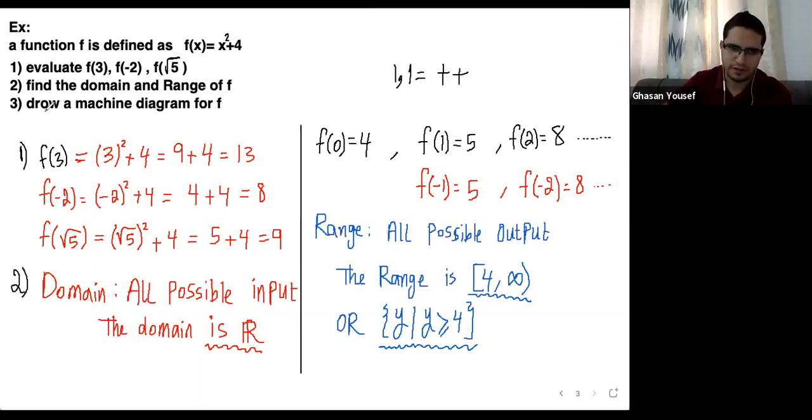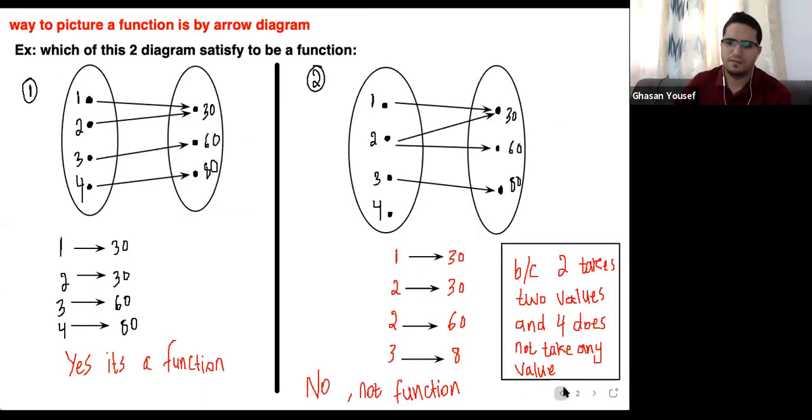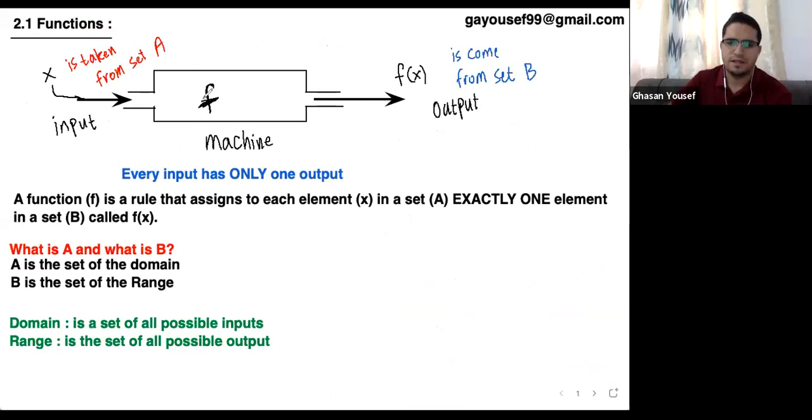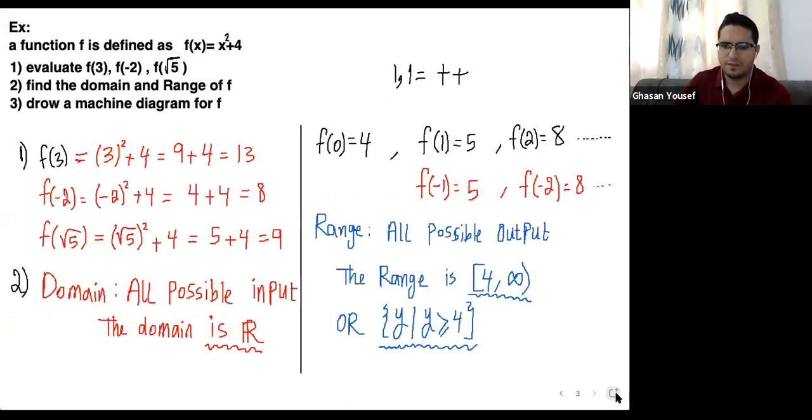So number 3, draw a machine diagram for f. We're going to draw a diagram like this, a symbol like this. The f here, we're going to write the name of the function. Here, the output, we're going to specify what the output is. Here, the input, we're going to define the value of the inputs.